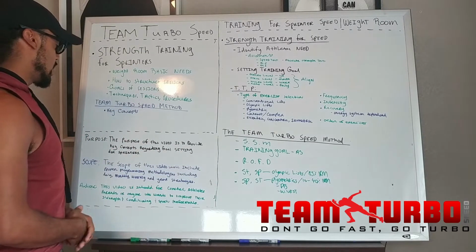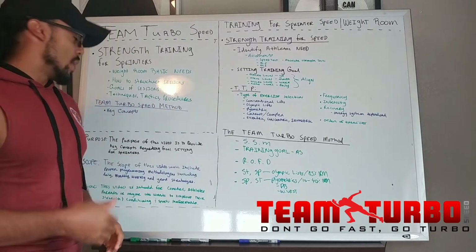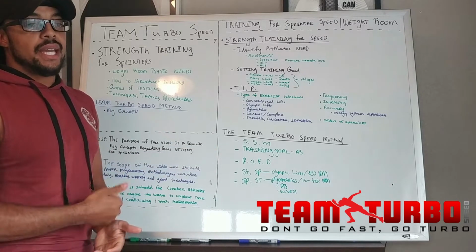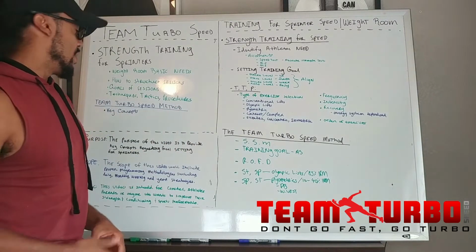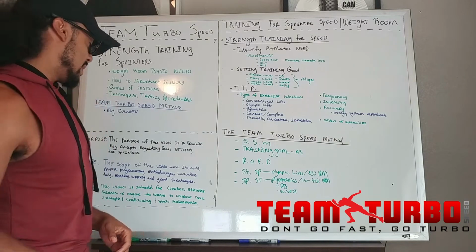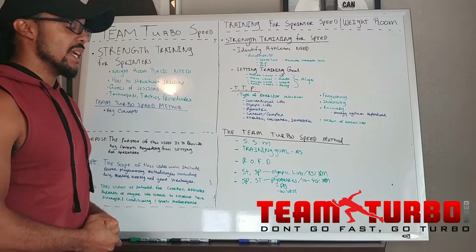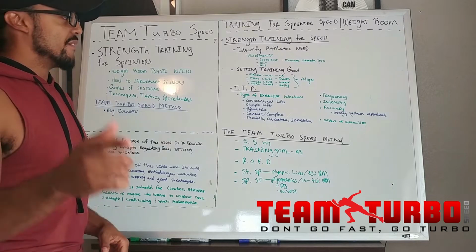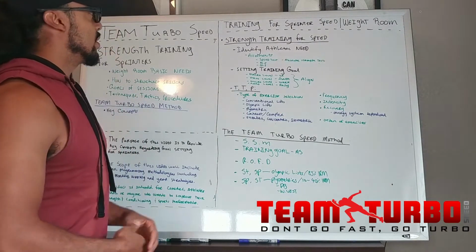So the purpose of this video is to provide key concepts regarding training for sprinter speed via the weight room. The scope of this video will include proper program design and periodization techniques for training for speed in the weight room. And the audience for this video is intended for coaches, athletes, parents, or anyone who wants to improve their strength, conditioning, and sports performance, as well as increase sprinter speed, running faster on the track. Alright, so let's go ahead and get into this.